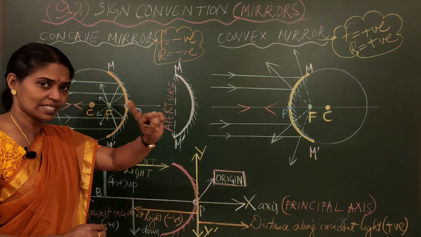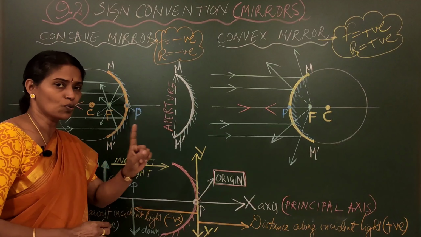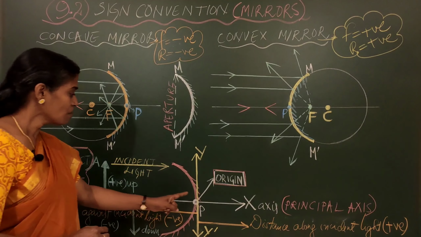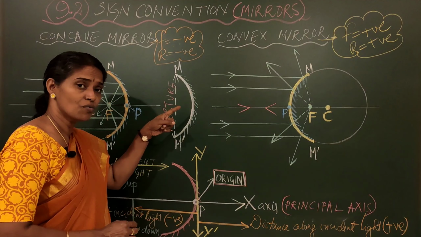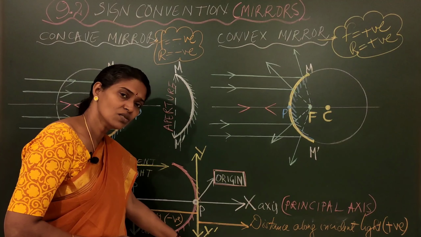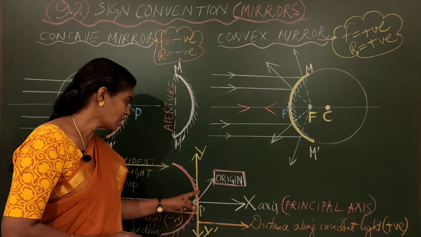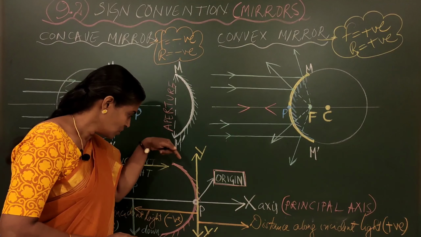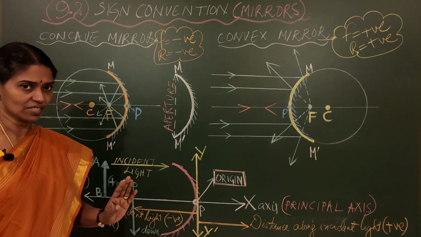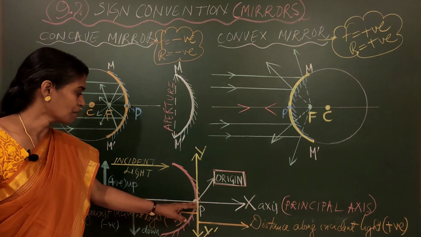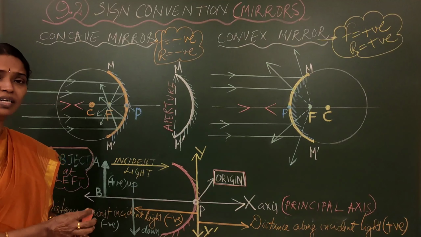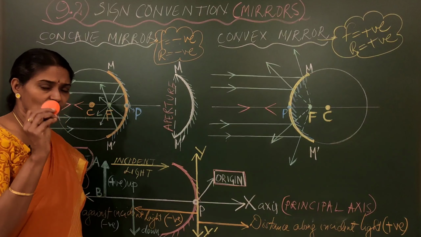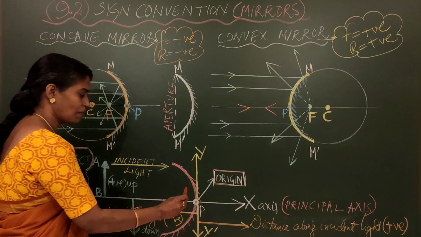Principal axis as the x-axis, origin as the pole. Clear? From the origin, up is the plus y-axis, down is the minus y-axis. That particular point is where you place the mirror.